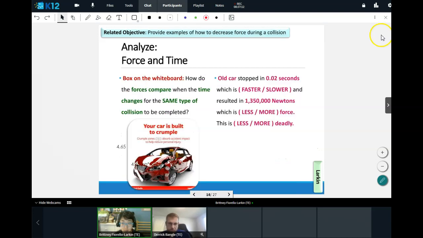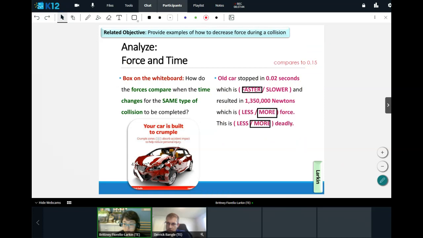Let's box this on the whiteboard. Let's put it all together. How do the forces compare when the time changes for the same type of collision? All right, so our old car stopped in 0.02 seconds. So was that a fast time or a slow time? Right, compared to 0.15 in our new car. And this resulted in 1,350,000 newtons. So is that less or more force? And therefore, is this less or more deadly? Go ahead and get your answers up on the board.